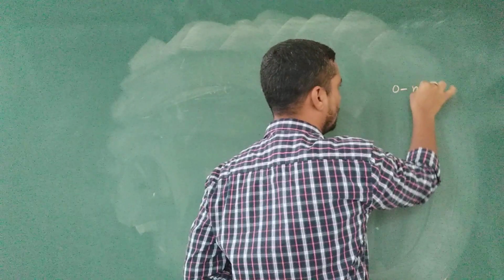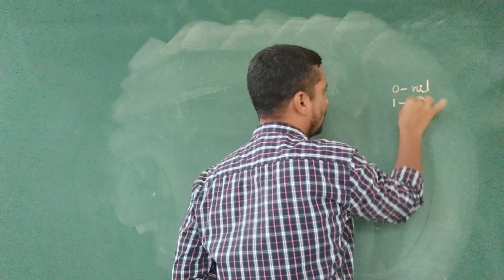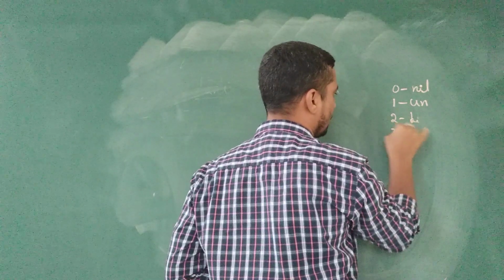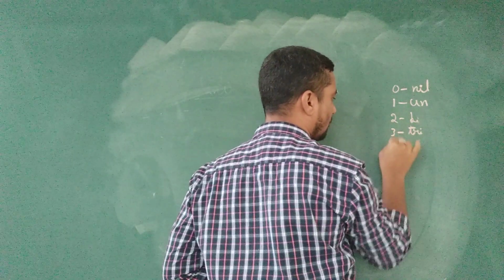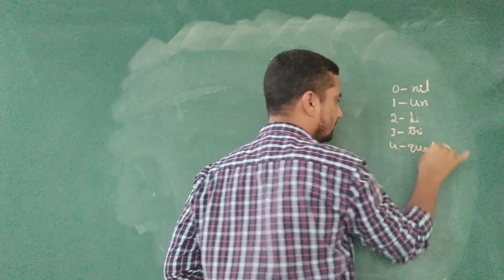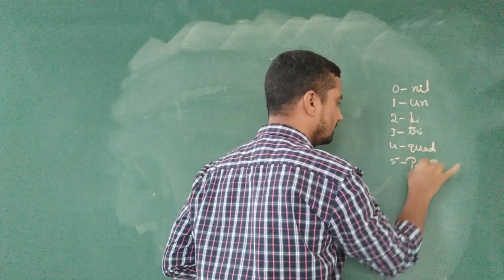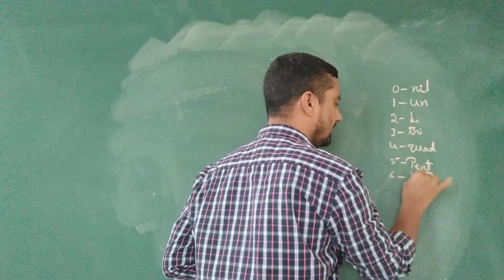If the digit is 0, we write nil. If it is 1, we write un. If it is 2, we write bi. If it is 3, we write tri. If it is 4, we write quad, not tetra, it is quad. If it is 5, we write pent. If it is 6, we write hex. Like that we have to write.